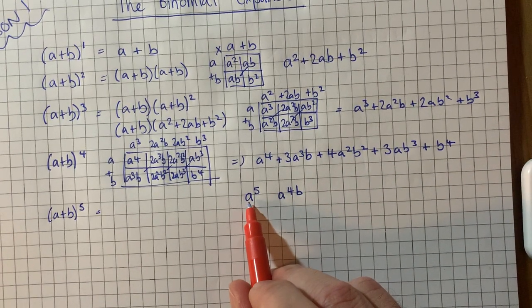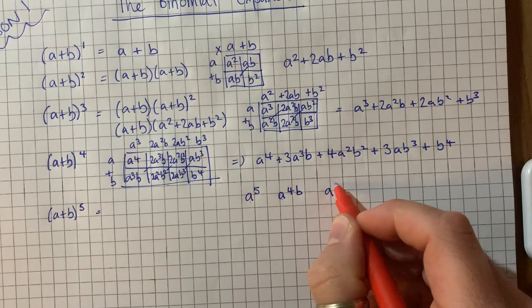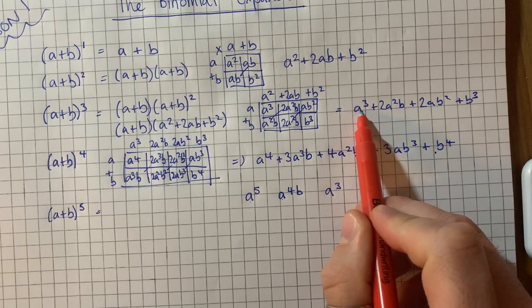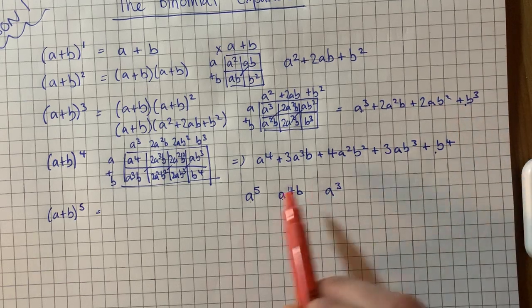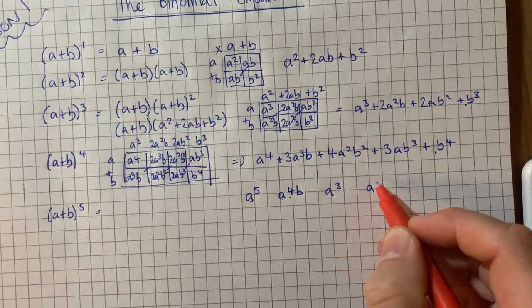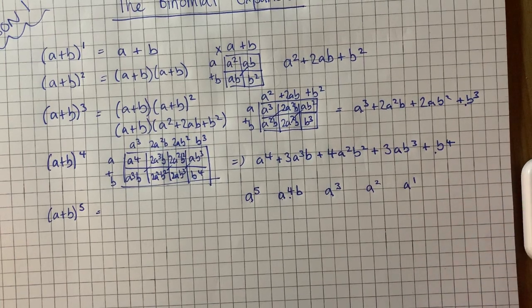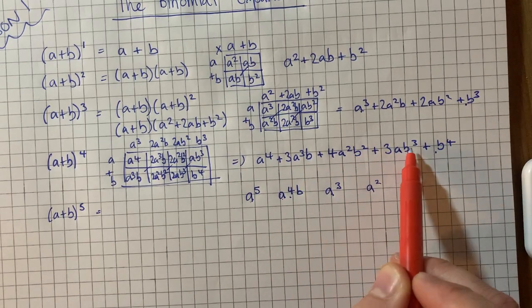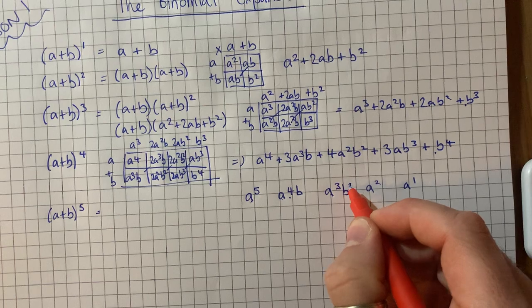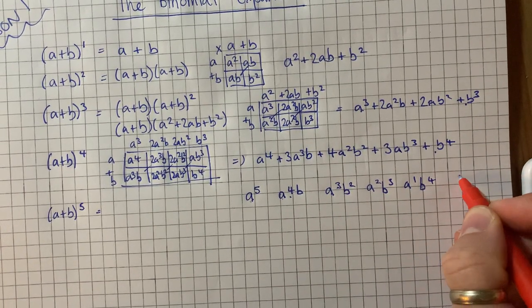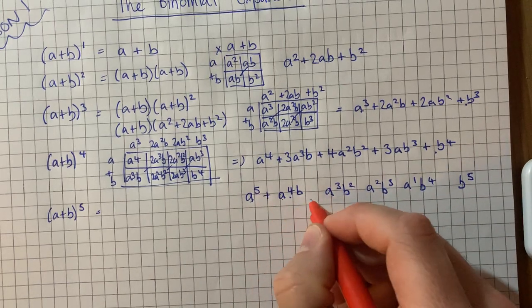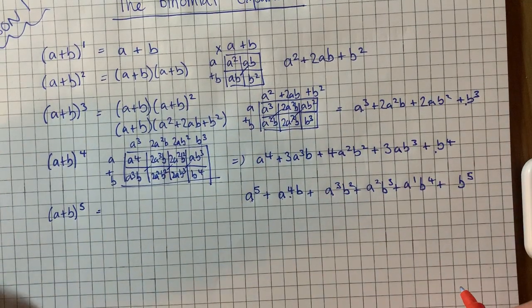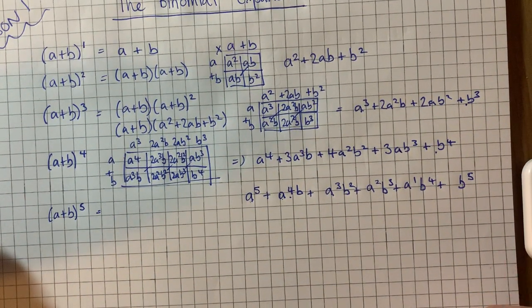So if we look at the powers of a, it's going a to the 5, a to the 4, a to the 3, a to the 2, a to the 1, a to the 0, which we don't bother writing down. If you're looking at b, b to the 0, b to the 1, b to the 2, b to the 3, b to the 4, b to the 5. So all that remains is to work out what the coefficients are. And there are a few ways of doing that. One way would be to use what's called Pascal's triangle.